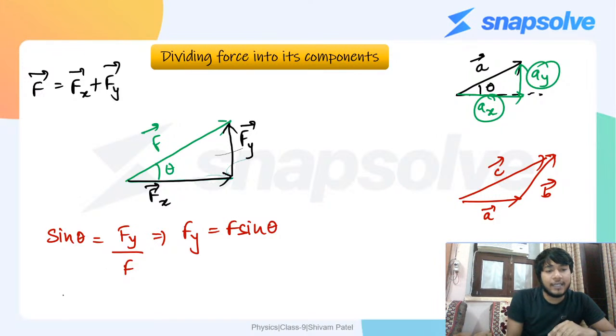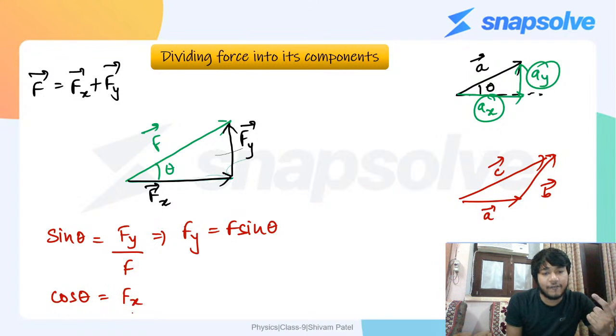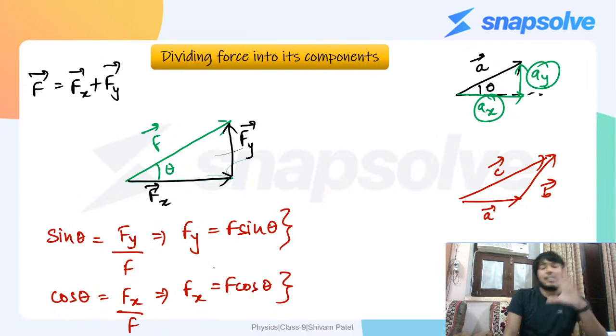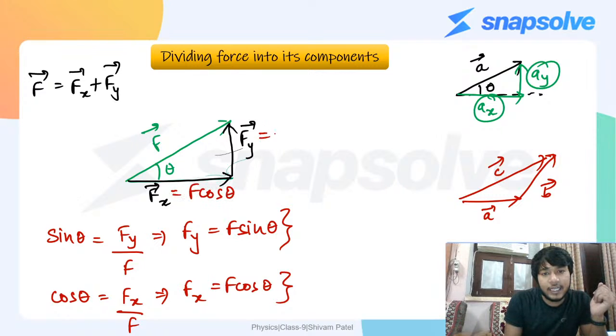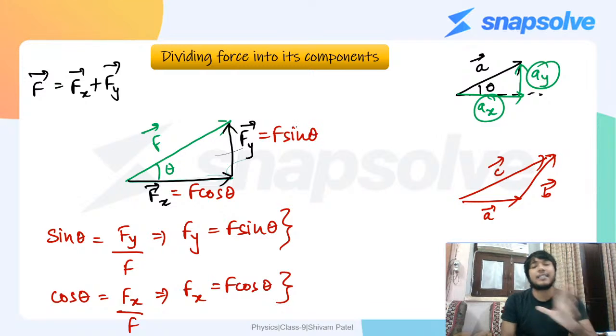Similarly, if you write cos theta, what is cos theta? Base by hypotenuse. Base here is Fx and hypotenuse is F. So from this you can write that Fx is equal to F cos theta. That means instead of Fx you can write F cos theta and instead of Fy you can write F sin theta. So you can understand it like this: if you have a force which is making an angle theta with the horizontal, that force can be replaced by these two rectangular components.